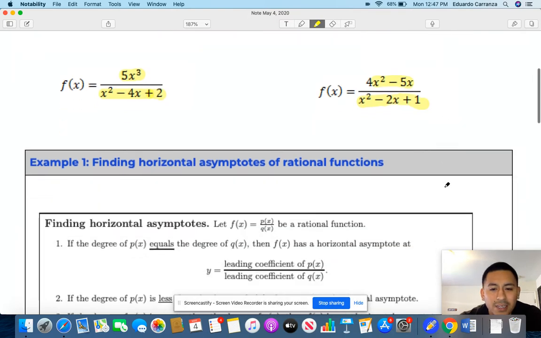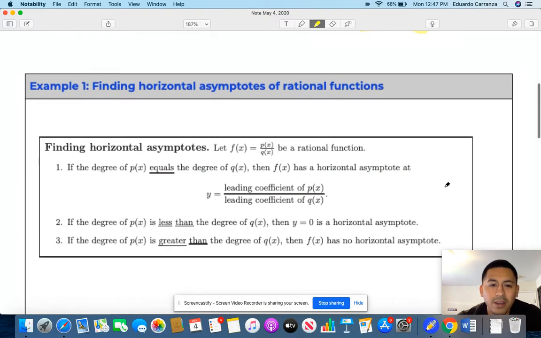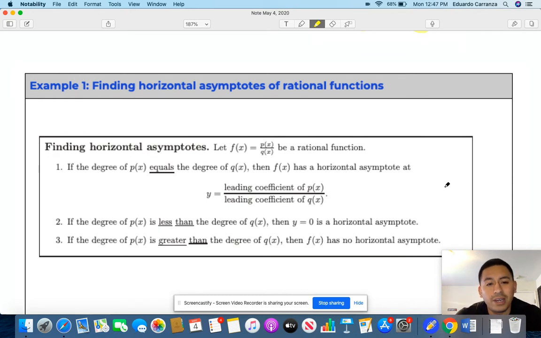All right, cool. So for example one, we're going to be learning the three rules to keep in mind when we're trying to identify the horizontal asymptotes of a rational function. Let's say that we have some rational function p of x divided by q of x. So if the degree of p of x, the polynomial in the numerator, is equal to the degree of q of x, the polynomial in the denominator, then in order to get the horizontal asymptote, we would divide the leading coefficient of p of x by the leading coefficient of q of x. And the number that we get would be the value of our horizontal asymptote.